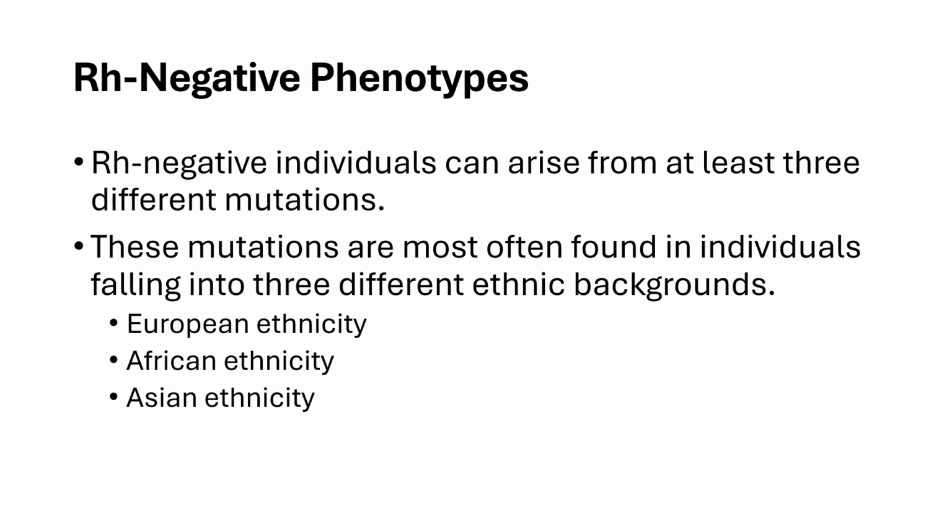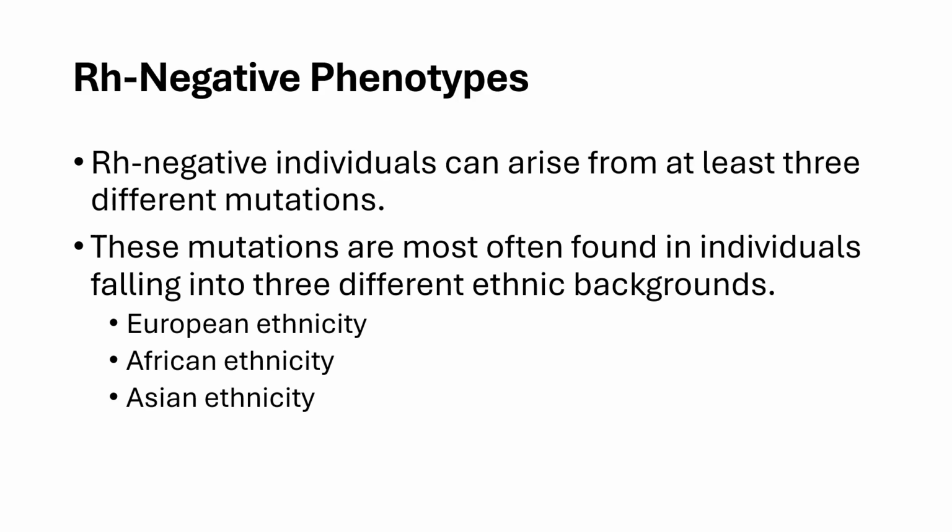The Rh negative status can arise due to the absence or alteration of the RHD gene or antigen on the red blood cell. This Rh negative phenotype can result from at least 3 different genetic mutations affecting the RHD gene or its expression. These mutations vary in type and frequency and are strongly associated with ethnic background.